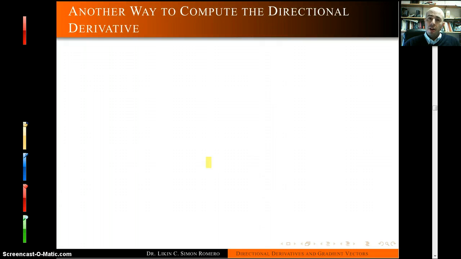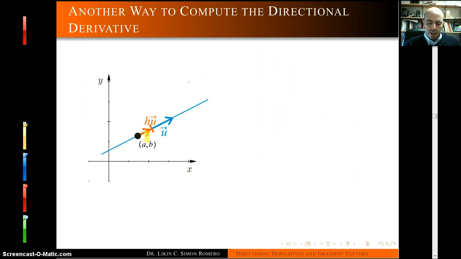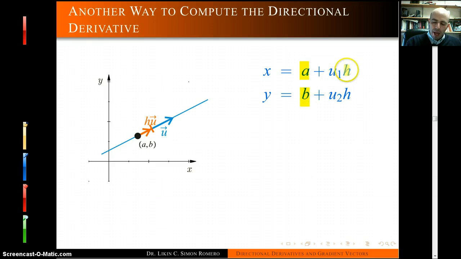So let me teach you another way to compute the directional derivative. Take the vector u, and I'm going to take the line containing the vector u. So first I'm going to parameterize this line. Since the thing that I'm going to concentrate on is movement in the direction of u, and h was a good way to describe how much you move in the direction of u, let me parameterize it with respect to h. So the parameterization is pretty simple. You just take the starting point (a, b), and then you're going to move h units in the direction of (u1, u2). By now we should feel very comfortable parameterizing lines.